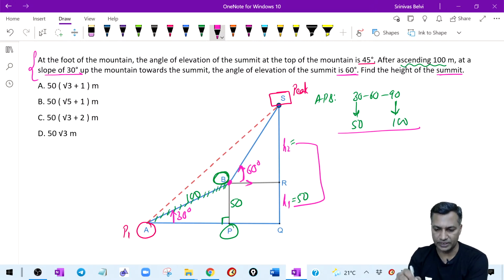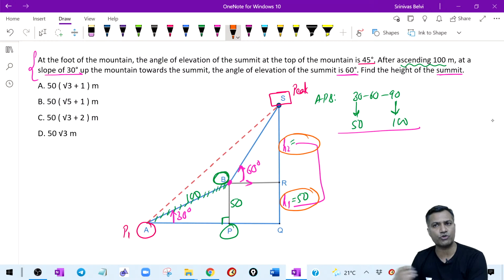Good. All perfect. Very nice. Okay, the base is also the same as H1 plus H2. Now you may wonder, how on earth is the base also going to be H1 plus H2? Let us remove this for the time being. So take a look at this. Your base, this is 45 degrees.